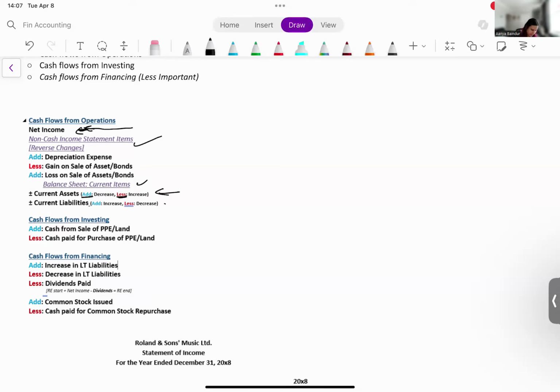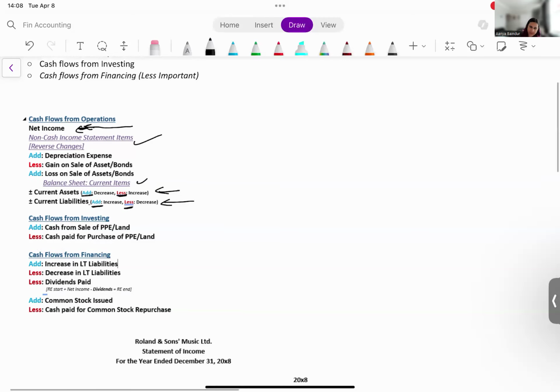Next, you have current liabilities. For current liabilities, it goes in the same direction. You can think of it as a bank loan. So when the amount of bank loan on your balance sheet increases, it means more cash has come into the company because you borrowed that money. So an increase in a current liability corresponds to an add. And if the current liability from 1 year to the next decreases, we'll subtract that amount out.